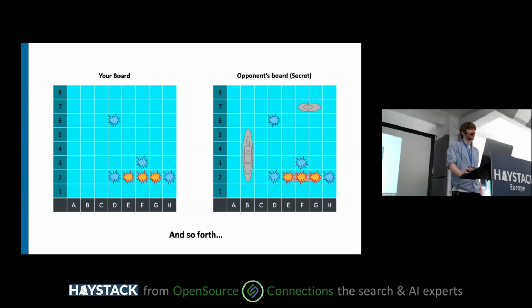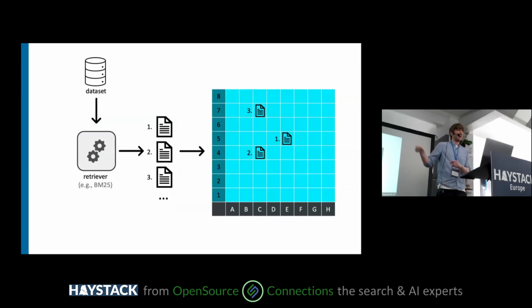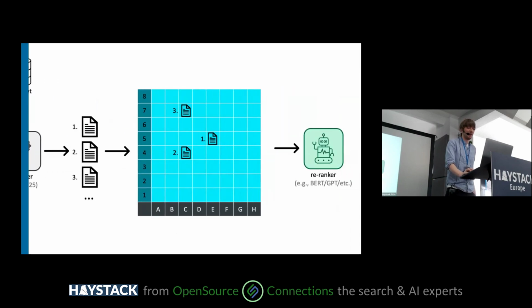Okay, so what does this have to do with ranking? Well, I would argue that when you're doing re-ranking, you essentially think of this initial list of results that you get as reasonable guesses on this board. So maybe you have documents 1, 2, and 3 at these particular positions. And instead of asking your opponent if your document is a hit or a miss, you're asking your re-ranker: is this a good document? Is this a bad document? Where does this go in the ranking?